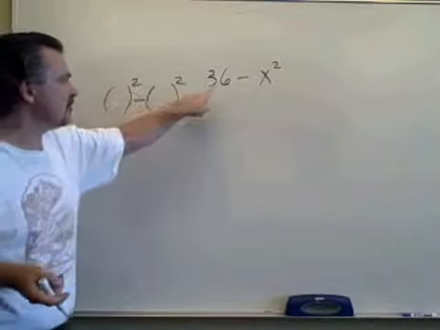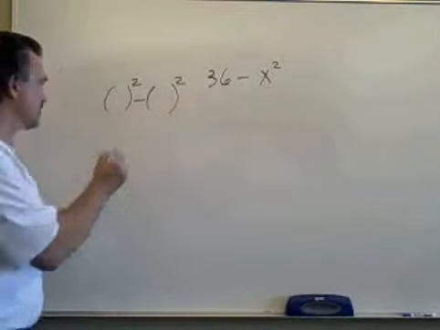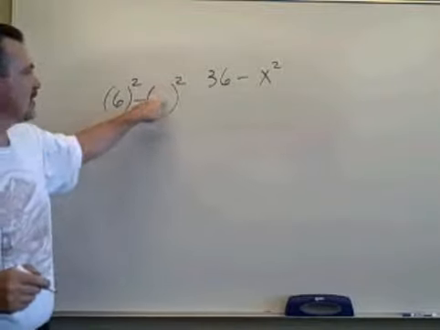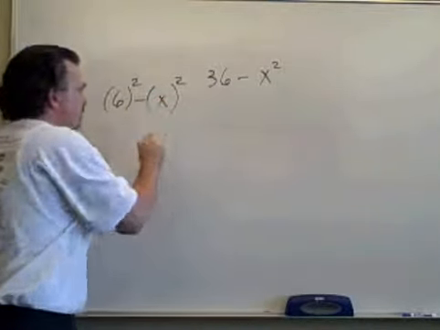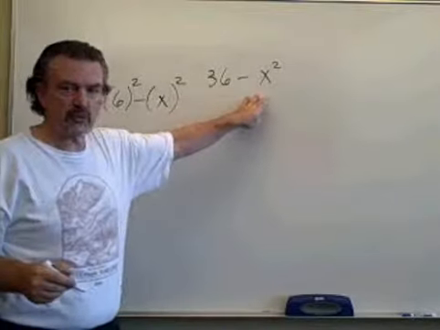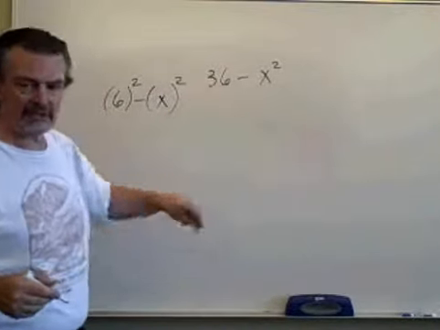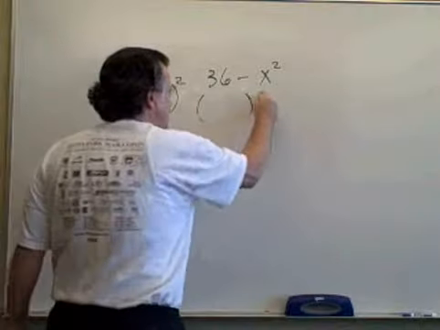What could I square that makes 36? Well, that would be 6, wouldn't it? What can I square that makes x squared? That would be x, wouldn't it? So this is the difference of two squares. It's 6 squared minus x squared. So it does factor.